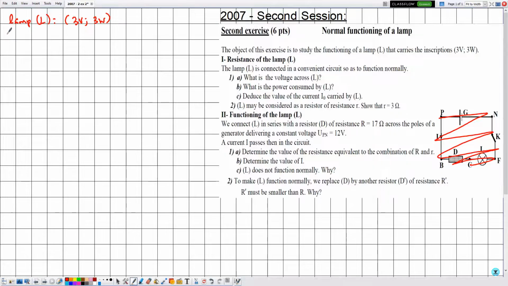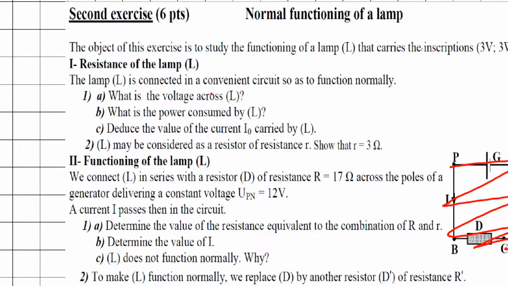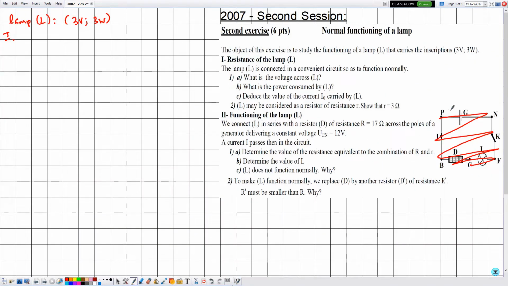Now part 1 of this exercise, resistance of the lamp L. The lamp L is connected in a convenient circuit so as to function normally. And here by the convenient circuit they mean an electric circuit other than this which is given here. And because the lamp L is functioning normally, the applied voltage will be equal to the rated voltage and the consumed power will be equal to the rated power. Now, number 1, part A, they are telling me what's the voltage across L.